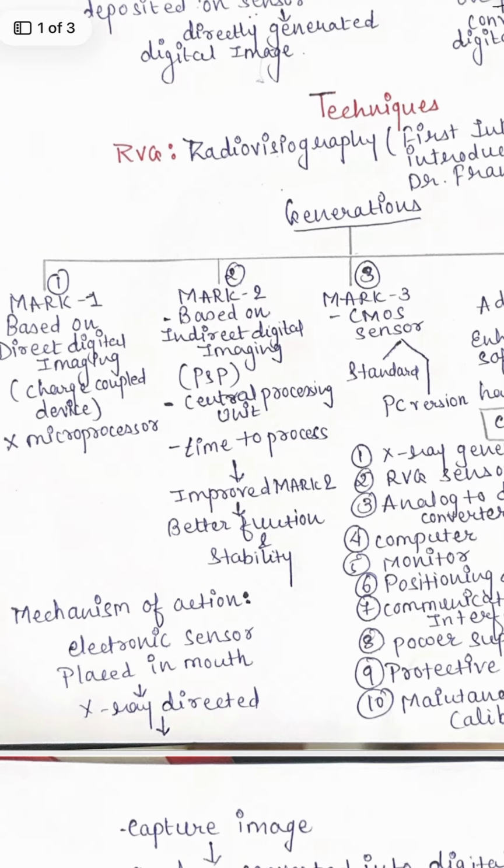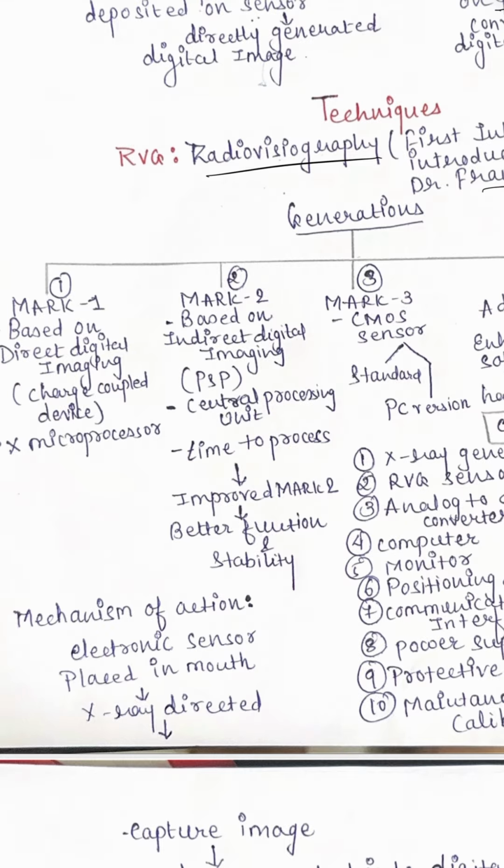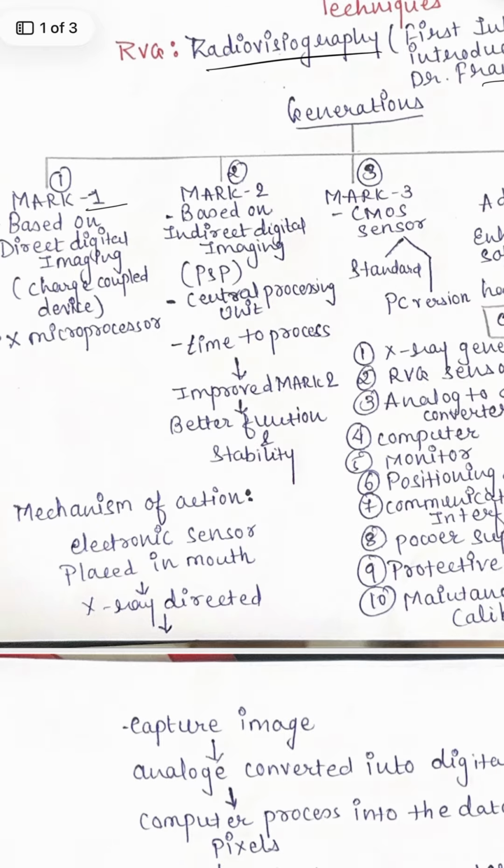Coming to the techniques, first is RVG, radiovisiography. There are 5 generations of RVG. First is Mark 1, which is based on direct digital imaging and uses the charge coupled device, but they don't have a microprocessor in it. Mark 2 is based on indirect digital imaging and uses a photostimulated phosphor plate. They have a central processing unit, but it takes time to process. So there is an improved Mark 2 version, which has better function and stability.